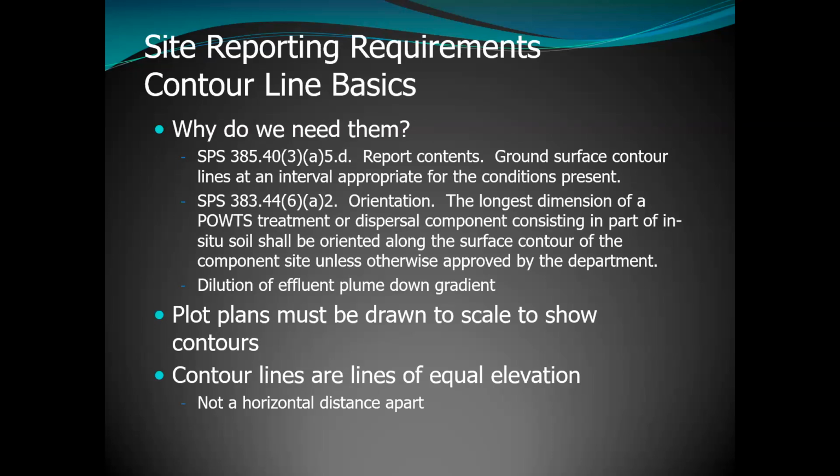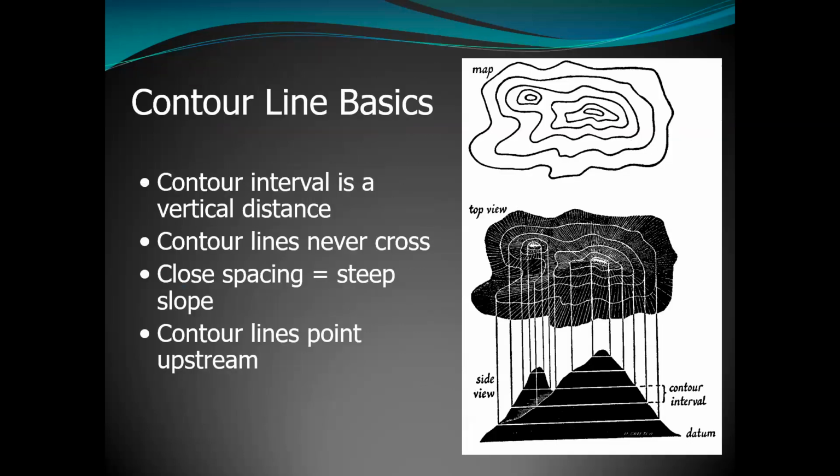So it's important to get elevations because we need to know where the pits are at. We also need to develop contours on the site so that we know which way the land is sloping and where we can put a system. So why do we need them? Well, it says right here in 385, we have to have ground surface contours at an interval appropriate. Obviously, if it's a steep site, the contours can probably be farther apart. If it's a very gentle site, we probably don't need a lot of contours because there isn't much to report. And then orientation, we have to put the longest dimension of a treatment dispersal component oriented along the surface contour unless otherwise.